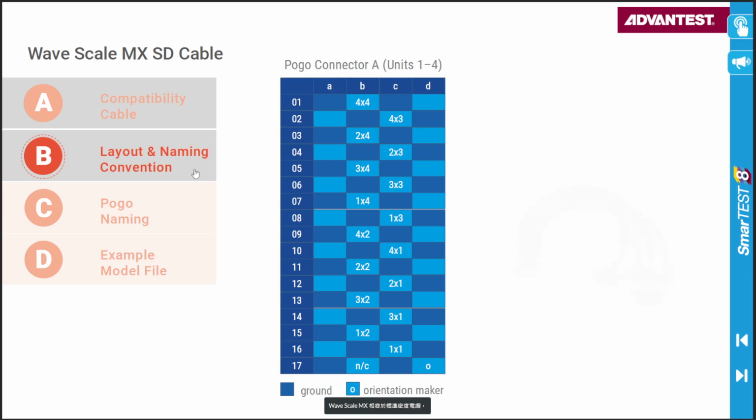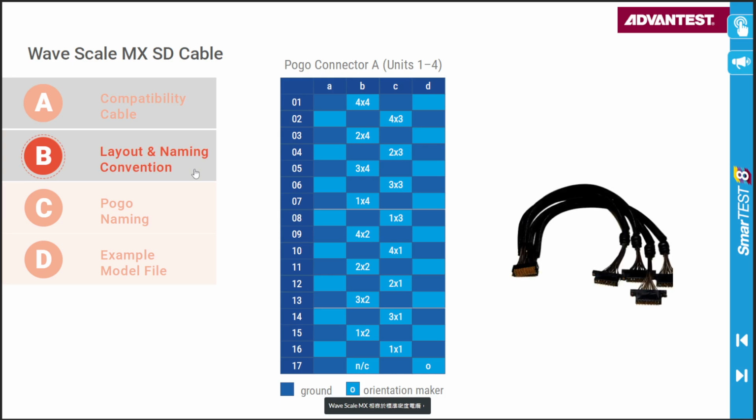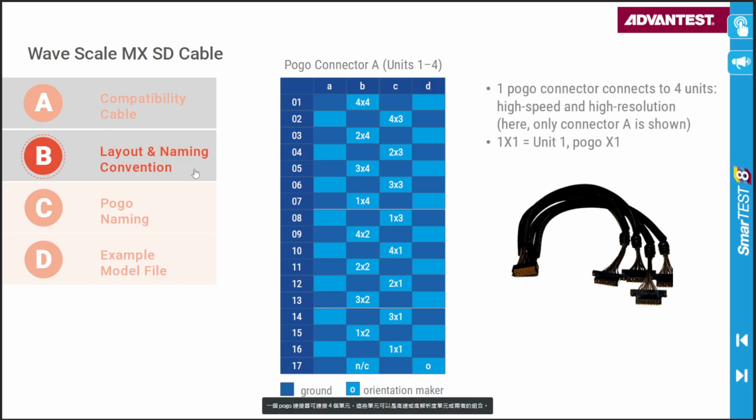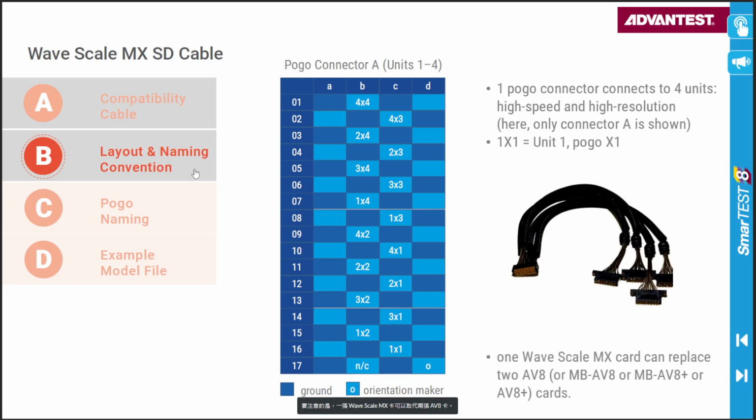The WaveScaleMX compatibility standard density cable is compatible with the AV8 family of cards. One Pogo connector connects to 4 units, which can be either high-speed or high-resolution units or a combination of both. The schematic only shows connector A. It is important to note that one WaveScaleMX card can replace two AV8 cards.